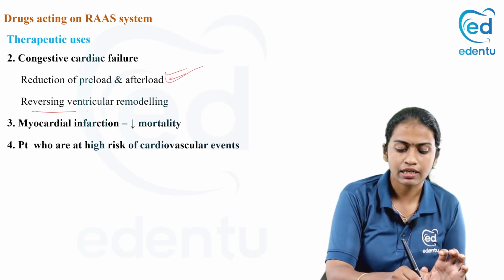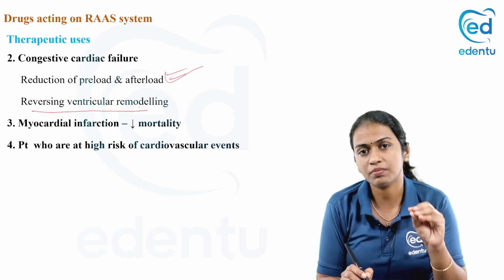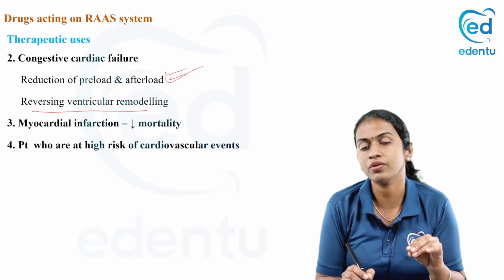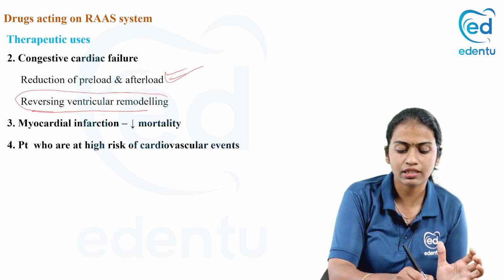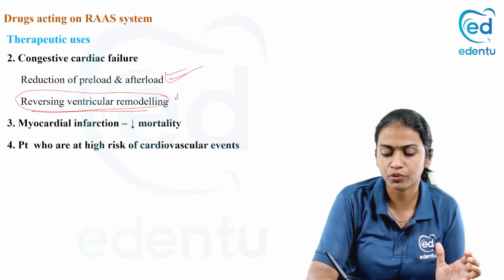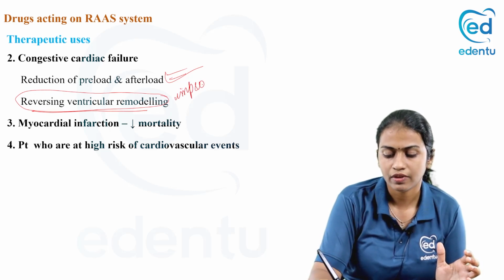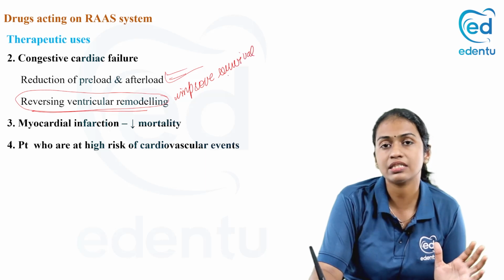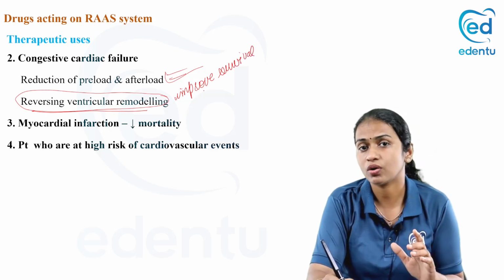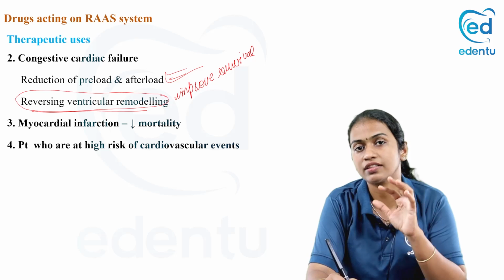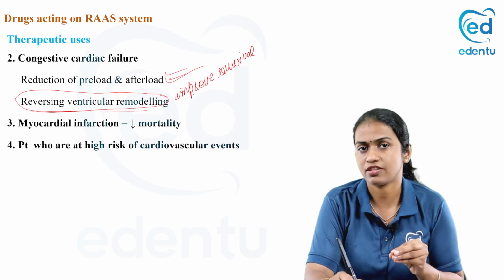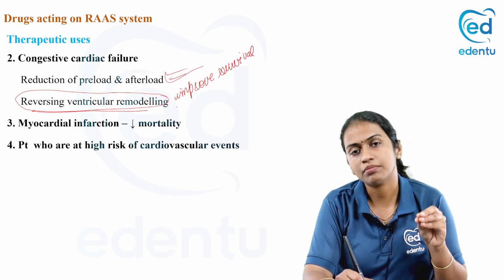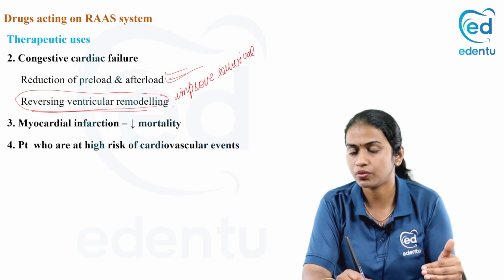Long term, as I told, since it inhibits the action of aldosterone and thereby ventricular remodeling, this is one agent that has been shown to improve survival in CCF patients. So ACE inhibitors, ARBs, beta blockers, aldosterone antagonists: these are the 4 groups of drugs that are shown to improve survival in CCF patients. Okay. Then in myocardial infarction also, it is found to decrease mortality.